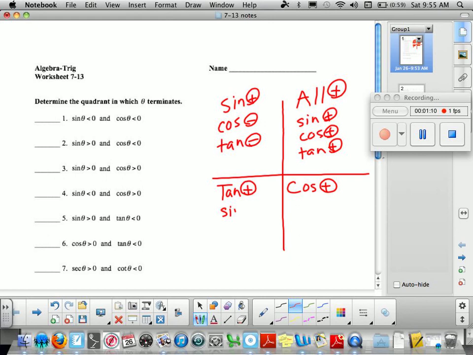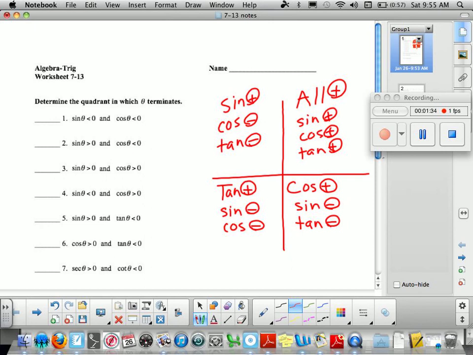And in quadrant 3, your sine and cosecant ratios are negative, and the cosine and secant ratios are negative. In quadrant 4, sine is negative as well as cosecant, and tangent and cotangent are negative. So we're going to start with that. And at this point, it's really just the elimination game.